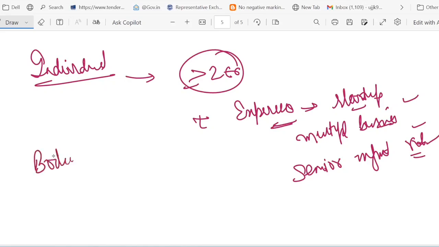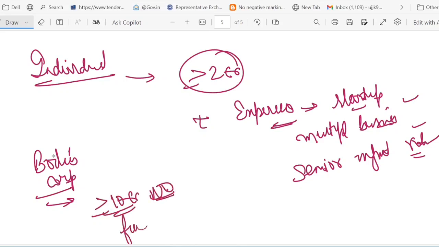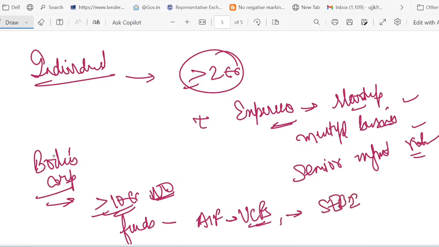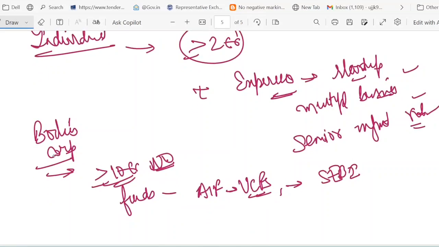Okay. Now, the third thing is body corporate. If you talk about the body corporate, for an individual this is the criteria; for a body corporate, one which has at least 10 crore net worth can also be an angel investor. Now let's talk about the funds. Even AIF, Alternative Investment Fund, or VCF, called Venture Capital Fund, registered with SEBI, also qualify. So see, we have discussed the individual, the body corporate, and the fund.